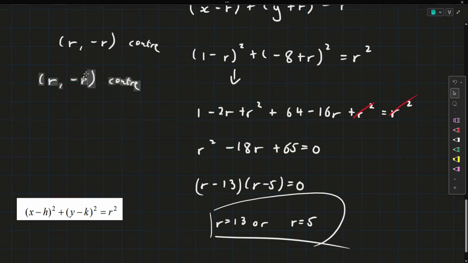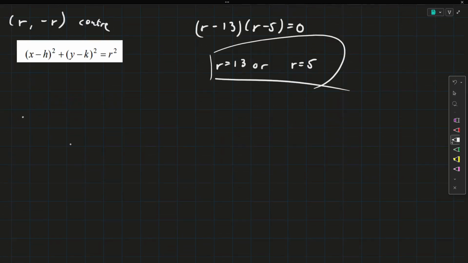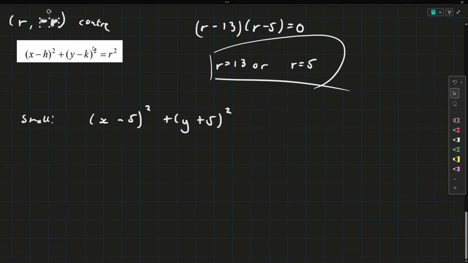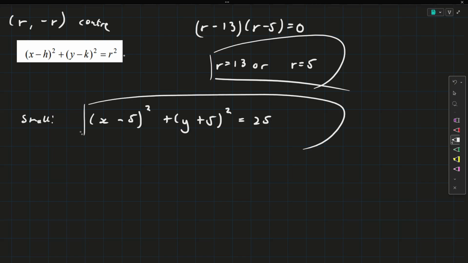So I actually might just bring this down, and we'll use this. For the small circle, the x coordinate of the center is r, so we'll have x minus r, and in this case, r is going to be 5 for the smaller circle. So we can just have (x minus 5) squared, plus (y plus 5) squared. Again, that's because it's y minus k, but the y coordinate here is negative, so a minus and a minus makes it positive. And that'll be equal to, the radius is 5, so 5 squared, it'll be 25. So that's the small circle.